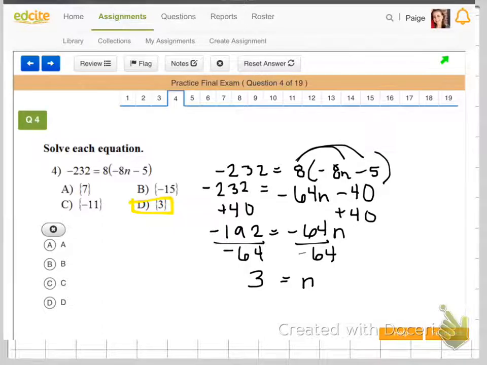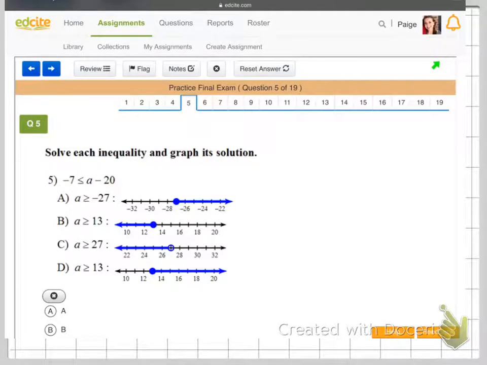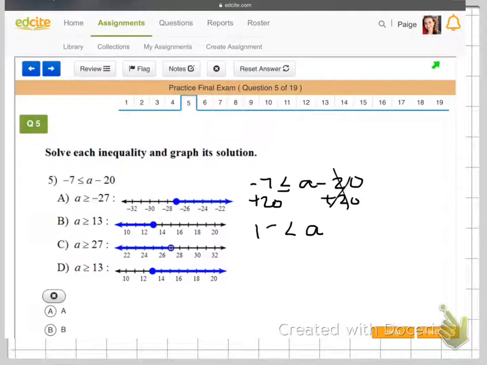All right, cool, let's keep going. Number 5, I've got negative 7 is less than or equal to a minus 20. We've got to get rid of that 20. Because it's a minus 20, let's add, so plus 20 plus 20. So I've got a, and then negative 7 plus 20 gets me 13. What I want you guys to notice, oops, I forgot my equal to sign, is that A is the one being eaten by the inequality symbol. So we can see that that's happening for B and for D.